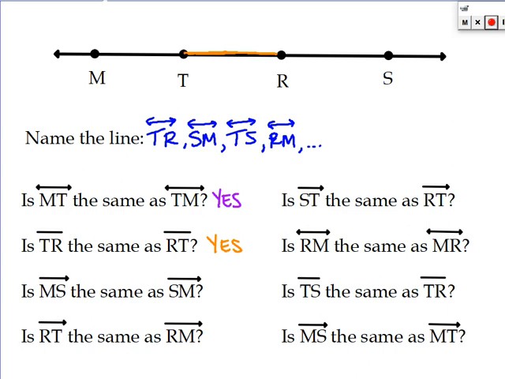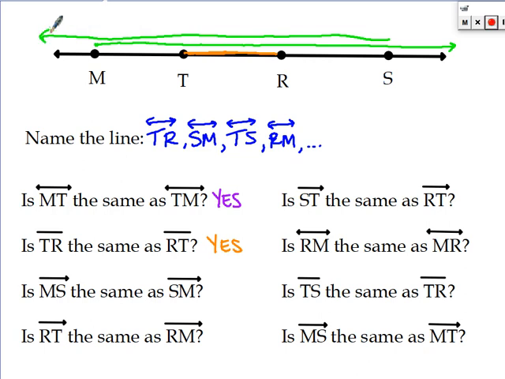Now let's look at the next one. Is MS, so now this is a ray. Remember, the first point is your endpoint. So is M, starting here, to S, and going on forever, is that the same as my endpoint starting at S and going here through M? No, it's not. They're not talking about the same points. They are not talking about the same piece of the line. Ray MS starts at M and goes this way forever and ever and ever, whereas ray SM starts here and goes left forever and ever. So they're not talking about the same thing.